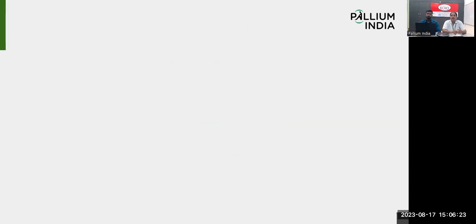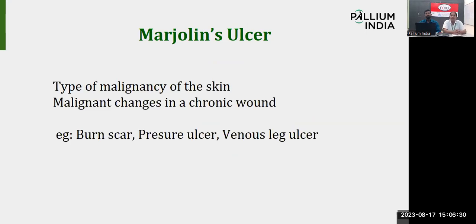Okay, so next, Marjolin's ulcer. Marjolin's ulcer is also a type of malignancy of the skin in which there will be malignant changes in a chronic wound. You would have seen a chronic wound, a long-term progressive wound, for example, a burn scar, pressure ulcer, or venous leg ulcer. These types of chronic wounds will not be healed, unable to heal in a particular time period, right? So that ulcer will lead to malignant changes in the skin, and that condition is called Marjolin's ulcer.